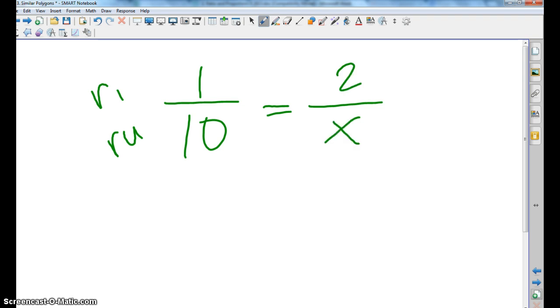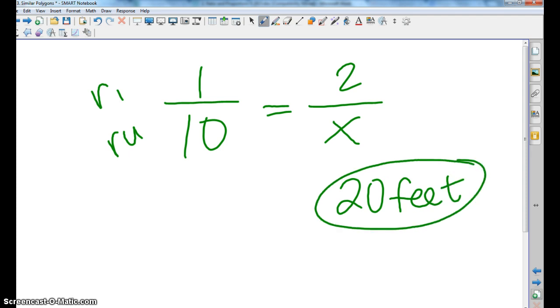And we're looking for the run. So this problem is just multiplying 2 by 10. 2 times 10. What's the run? 20 feet. End of story on that one. 12.